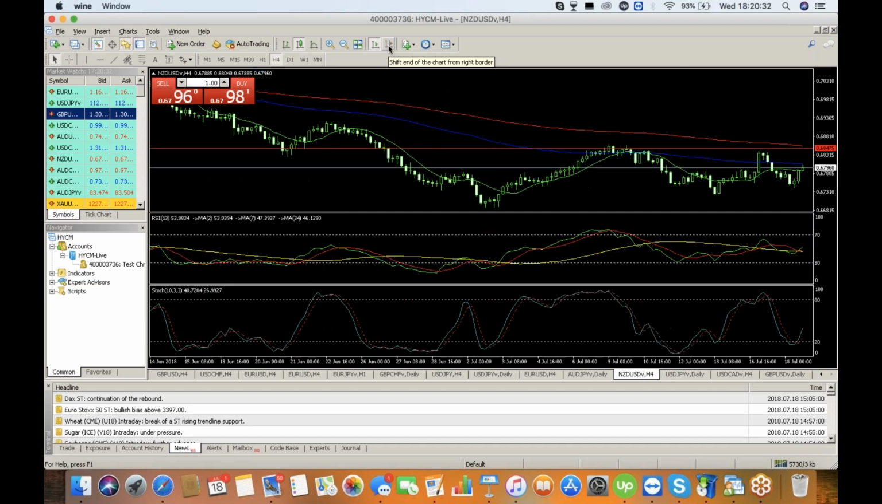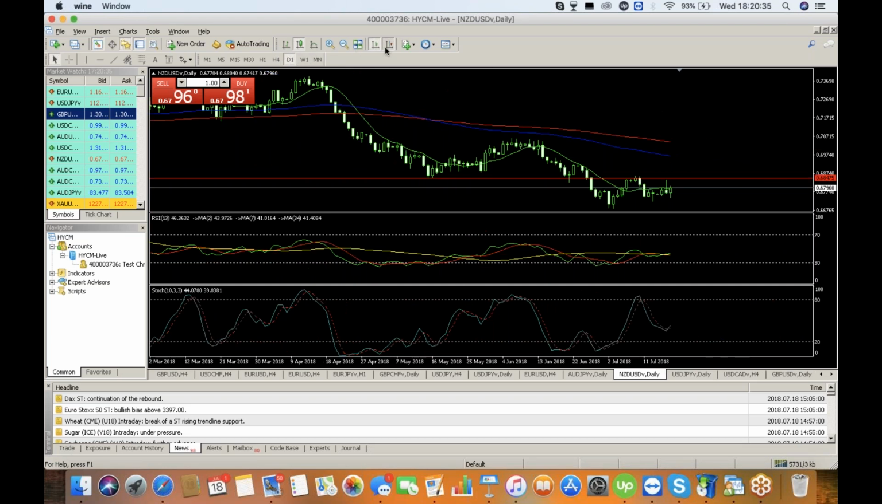This was a trade I took recently, and it was a short New Zealand dollar US dollar trade, and I entered in around up here, 0.6830, that kind of region. I won't go into the reasons that I entered. It was a specific technical setup, and it'll take too long to explain. It's not the purpose of this webinar.